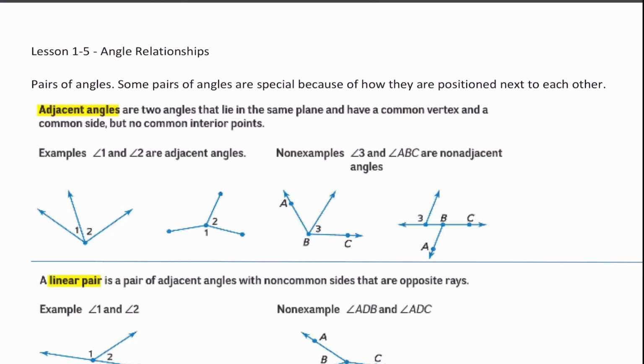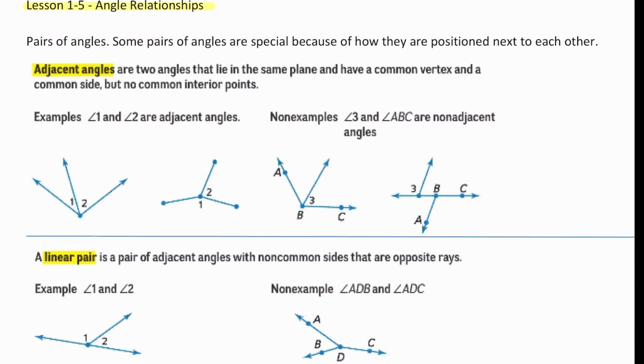Okay, so today's notes we are going to be dealing with angle relationships, aka special pairs of angles. Some pairs of angles are special because of how they are positioned next to each other. Now, the first thing I want to look at is adjacent angles. Adjacent angles are two angles that lie in the same plane and have a common vertex and a common side, but no common interior points, aka no common inside points.